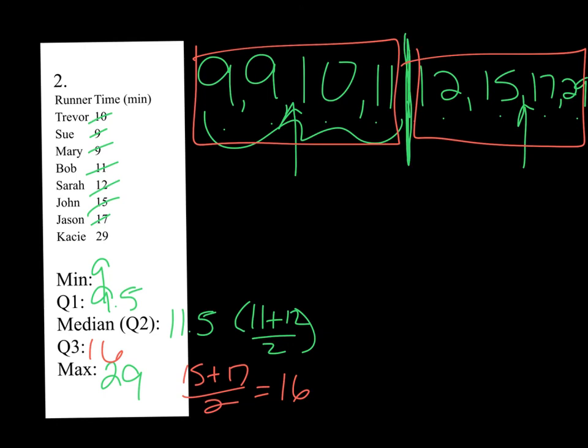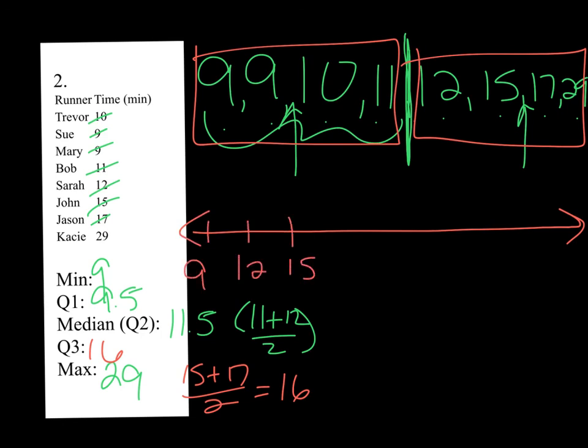Alright, and it's 20, I'm going to go ahead and go by 3s. So I'm going to start with 9, 12, 15, 18, 21, 24, 27, and 30. Okay, so now I'm going to go ahead and put my dots. So my minimum is 9. Q1 is 9.5, so it's really, really close. Median's 11. Q3 is 16, and my max is 29.